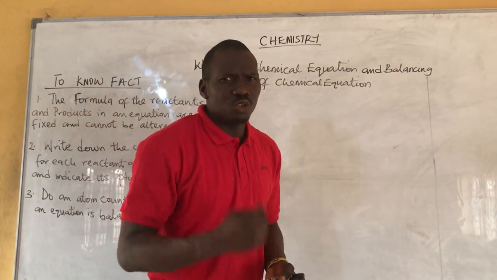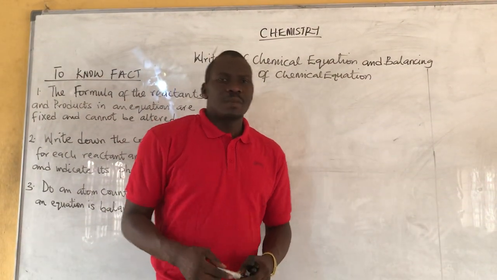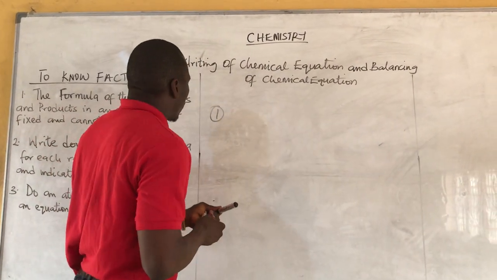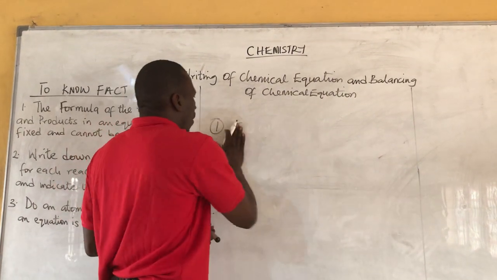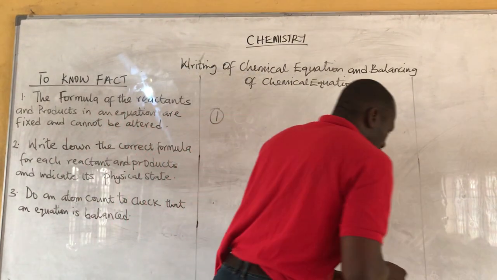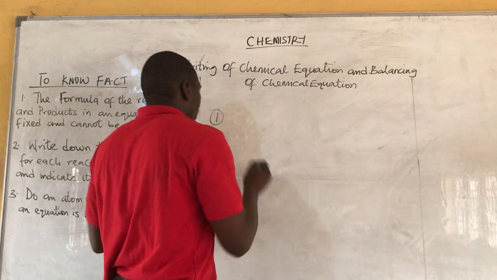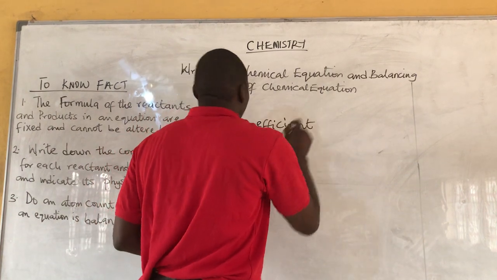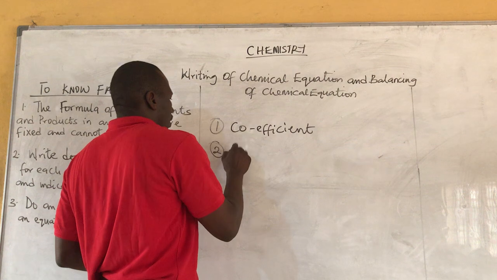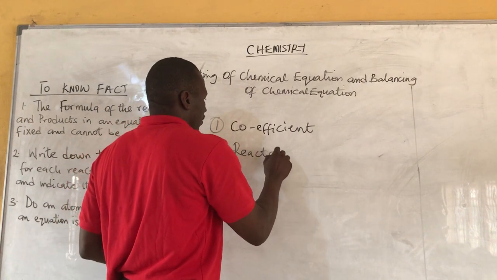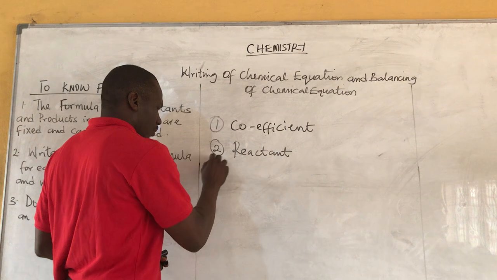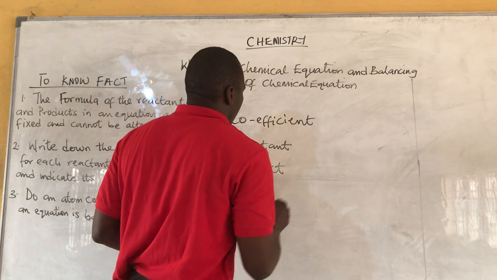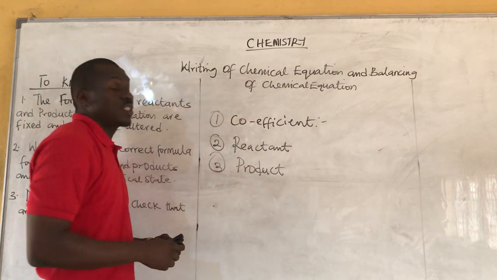What are the three things you should know when you are writing chemical equation? Number one thing you must know is the coefficients. You must know reactant. We must know product. You must know what product is. Now, let me explain. What is coefficient?